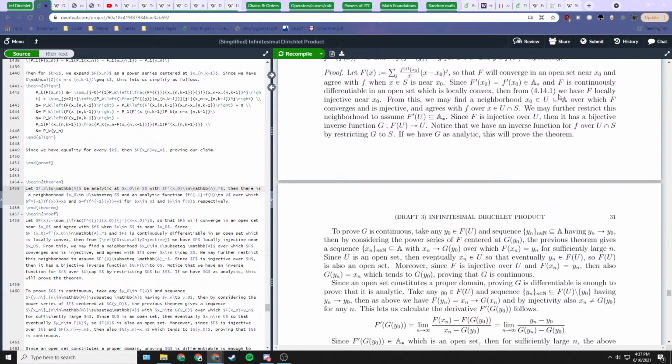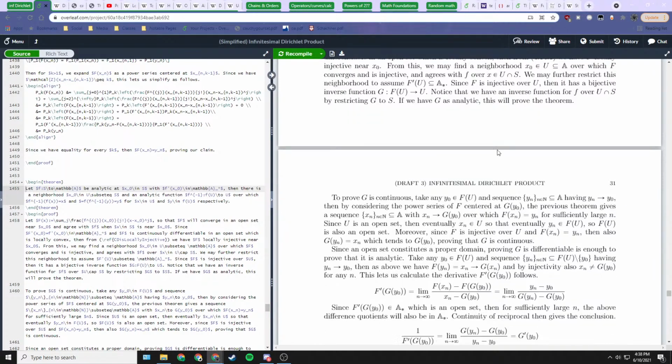Since F is injective over U, then it has a bijective inverse function, G mapping F of U to U. Notice that we have an inverse function for f over the intersection U intersect S by restricting G to S. If we have G as analytic, this will prove the theorem.